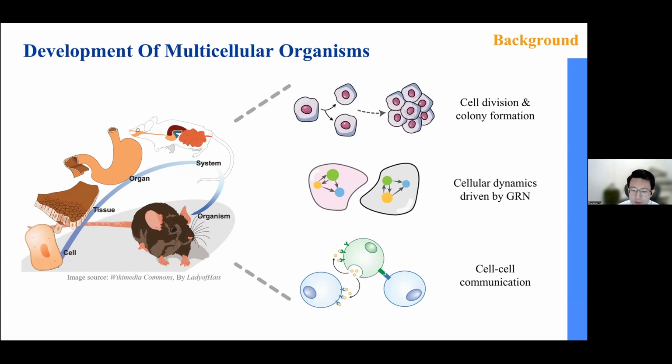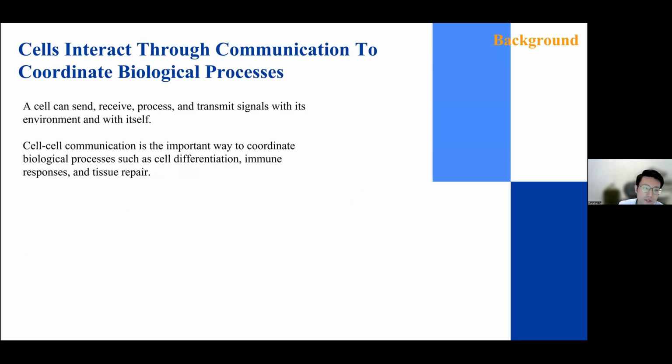And the thing that we are interested in here is the interaction between the cells. So that's the cell-cell communication. The cells interact through communication to coordinate biological processes. A cell can send, receive, process, and transmit signals with its environment and with itself. So cell-cell communication is an important way to coordinate biological processes such as cell differentiation, immune responses, and tissue repair.